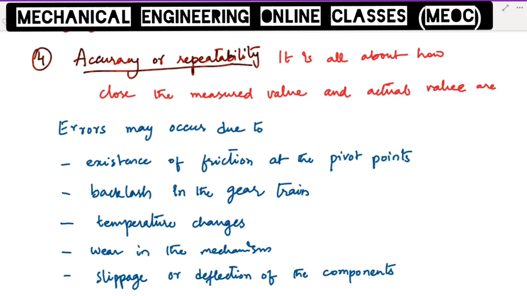Errors may occur due to different reasons, like the existence of friction at the pivot points, backlash in the gear train used in the strain gauge, temperature changes, wear in the mechanism, or slippage or deflection of the components. Errors may occur due to any of these reasons or a combination of them, and we have to see that the accuracy of the strain gauge is not deteriorating.